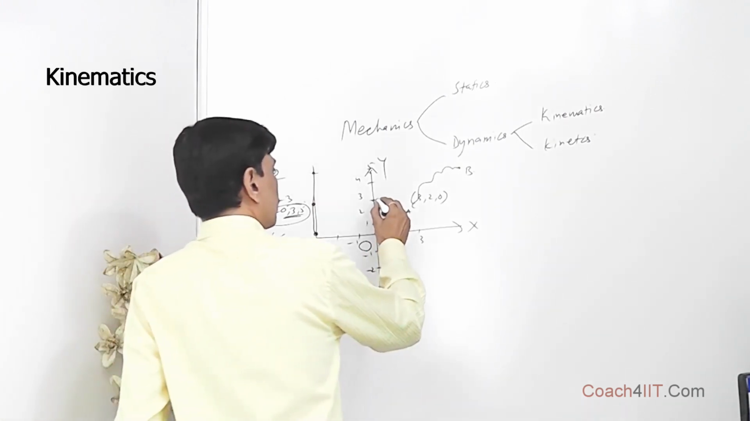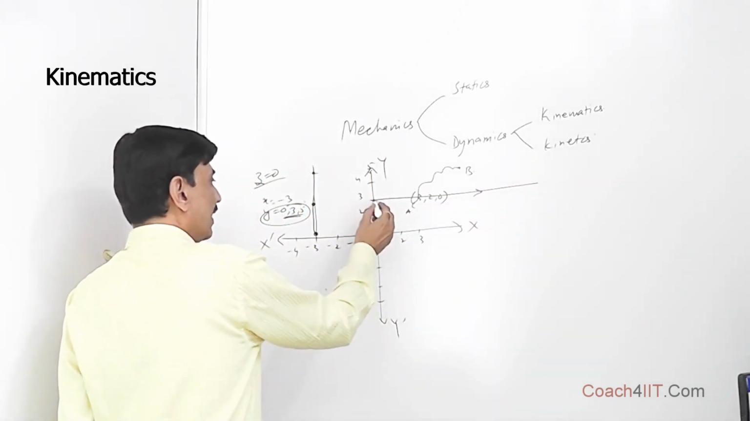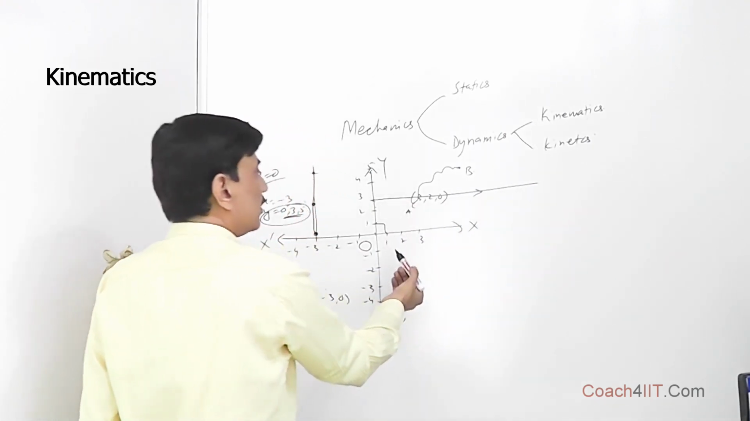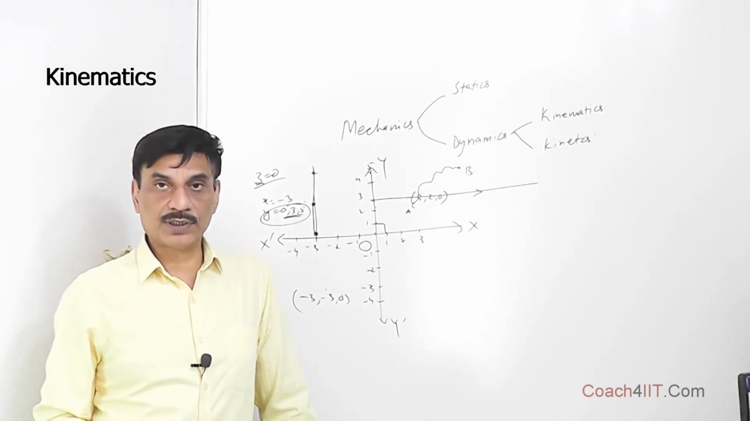Similarly, if a body is going in this direction, let's say it is moving in this direction, then Y is constant all the time, it is 3 only. It is only the X coordinate that is changing. The Z coordinate is also not changing. So it is once again motion in one dimension.